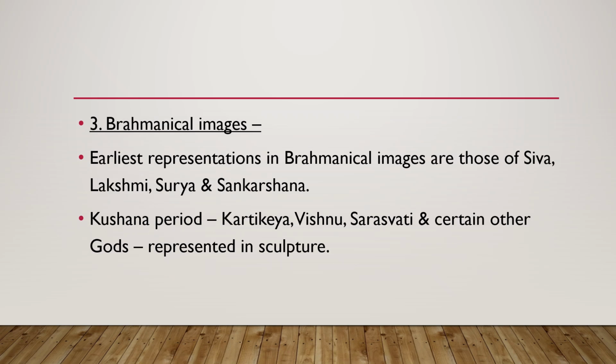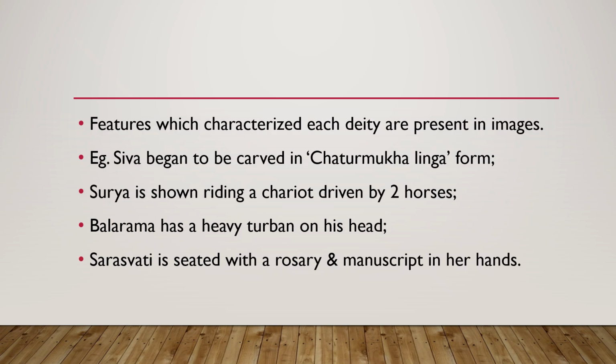Then we have Brahmanical images. Quite a few Brahmanical images have been found in Mathura. The earliest representations are of Shiv, Lakshmi, Surya, and Sankarshan. During the Kushana period, Kartikeya, Vishnu, Saraswati, Kuber, and certain other gods were represented in sculpture. Some of the iconographical features which characterize each deity are present in images of this period.